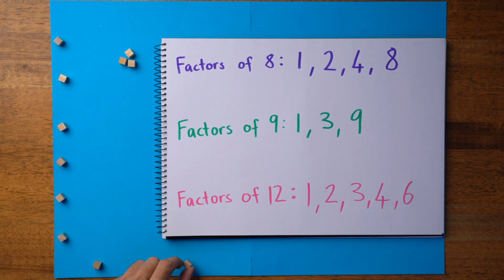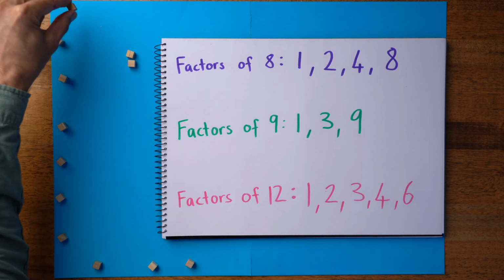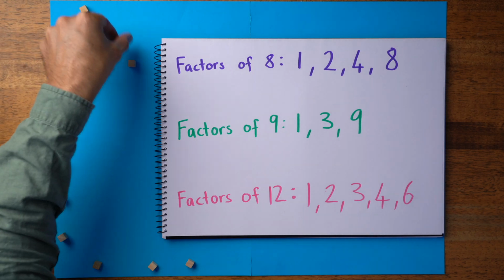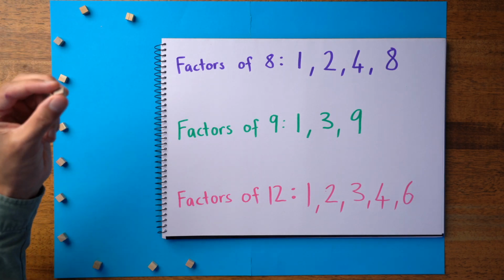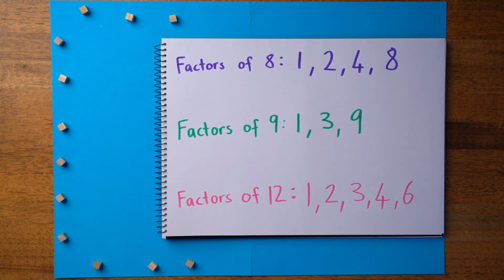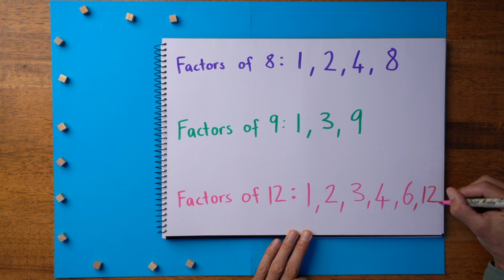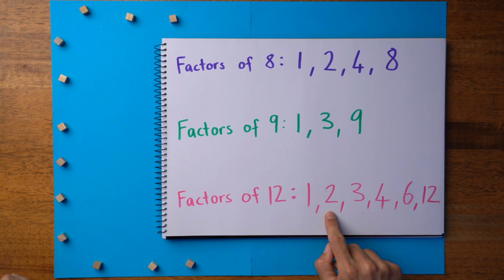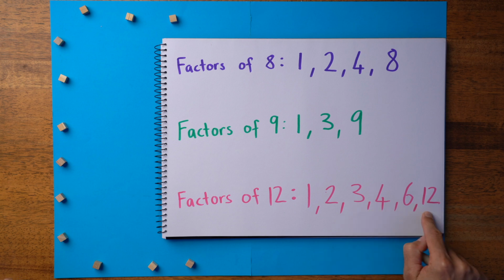9, not a factor. 10, not a factor. 11, not a factor because we still have this one left over. And 12 we can because that's 12 equal groups. So 12 is a cool one because it has so many factors. 1, 2, 3, 4, 6, and 12.